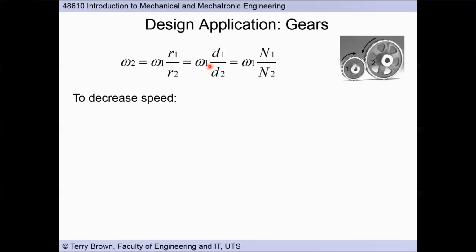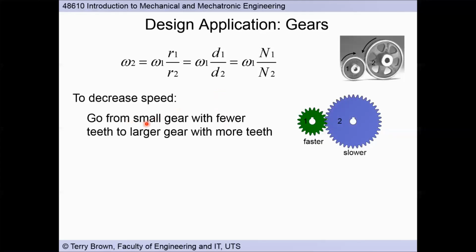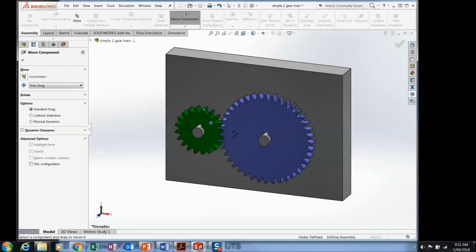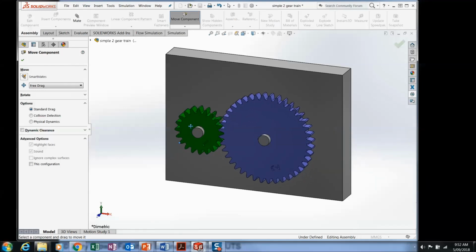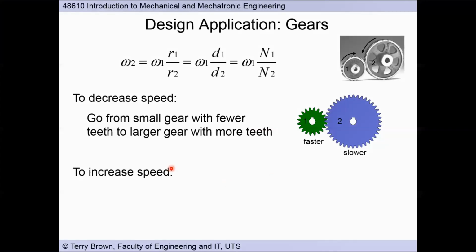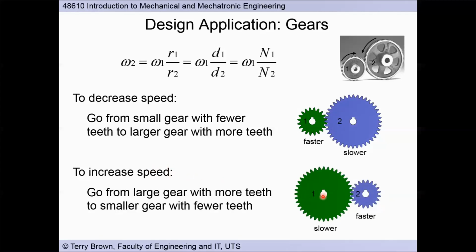So looking at these equations, if we want to decrease the speed from one shaft to another, we go from a small gear with fewer teeth to a larger gear with more teeth. Okay, so if we just go back again to our model here, you can see that gear 1 goes around once and gear 2 has only gone around half. If we go around a bit more, gear 1 has gone around twice for gear 2 to go around once. And of course we can go the other way. To increase the speed, we go the opposite way. We start with a larger gear and we go to a smaller gear.